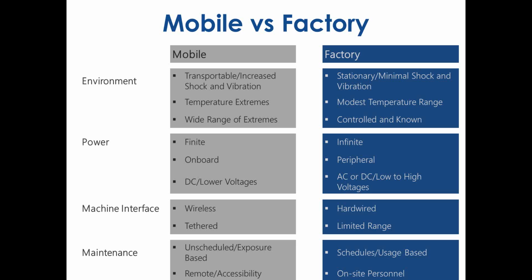And then lastly, kind of the maintenance. In the factory, you can schedule your maintenance. You have on-site personnel. In a mobile platform, it may not be scheduled. It might be something happened because of the environment that it's in. It's more exposure-based. It's more reactive than proactive.